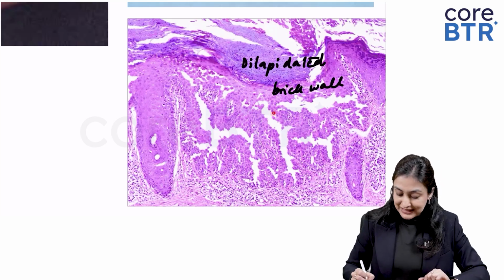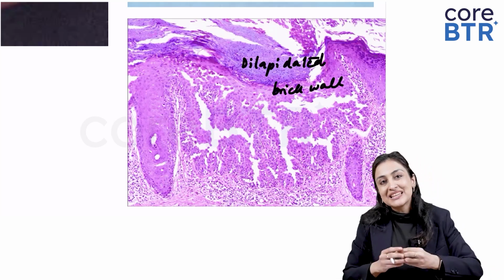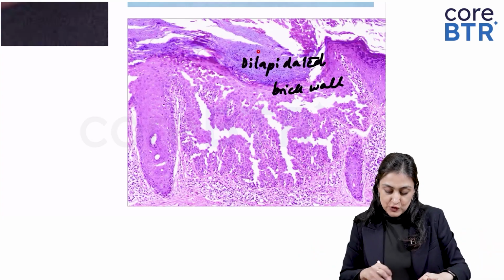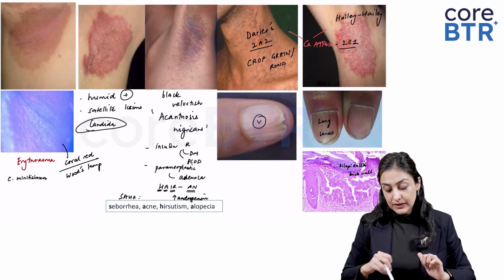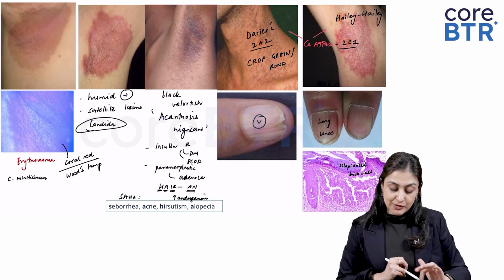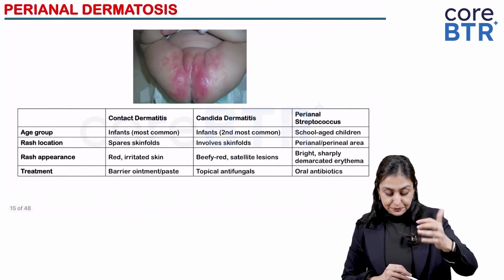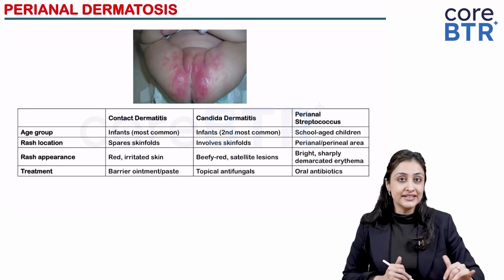Can you see fluid clefts within? So that's nothing but the acantholysis that's happening. So this is a dilapidated brick wall. So these are your two calcium ATPase defects. We were talking about candida and intertrigo, right?